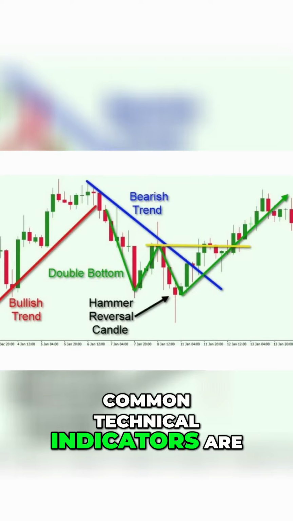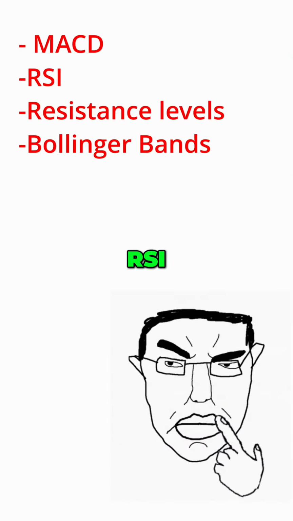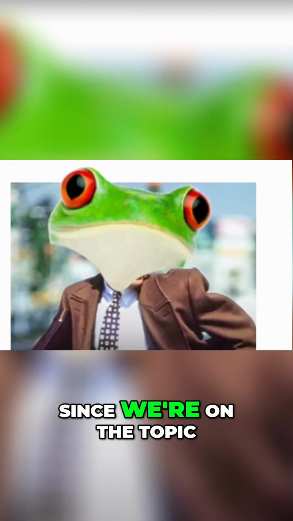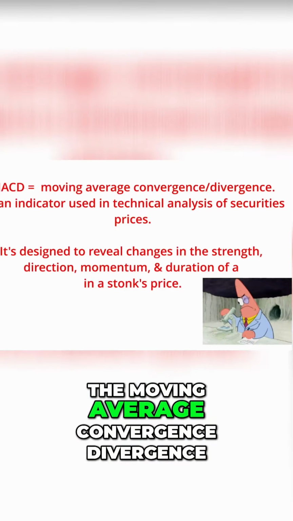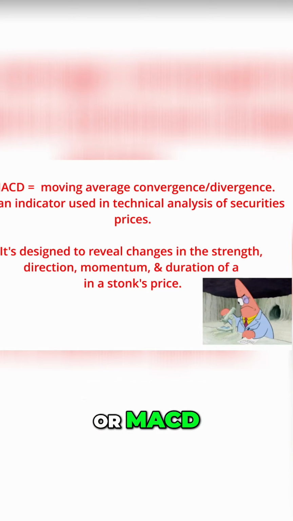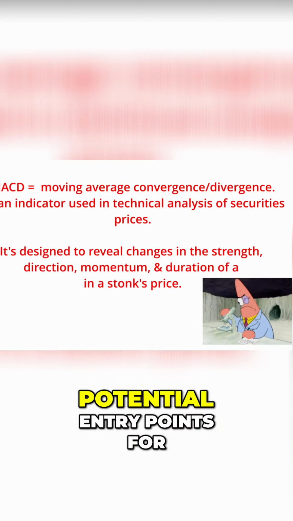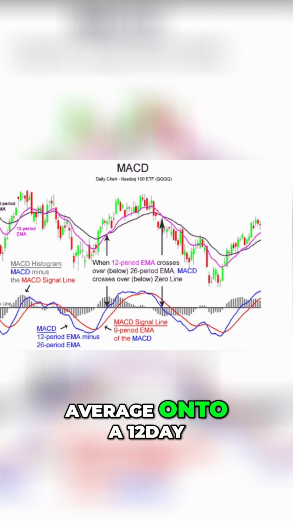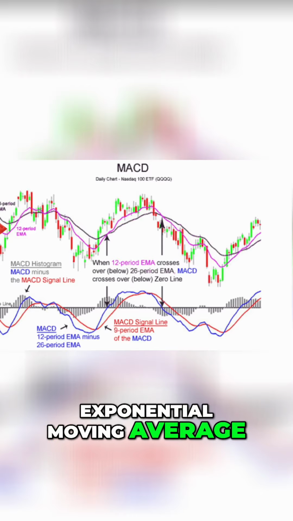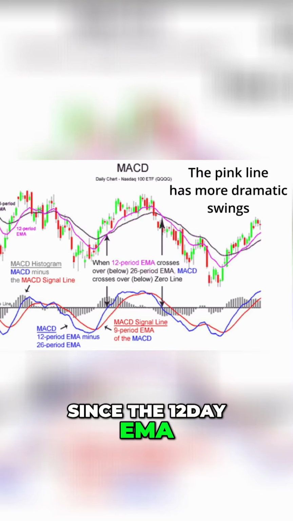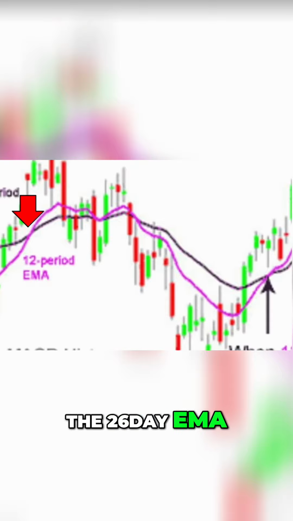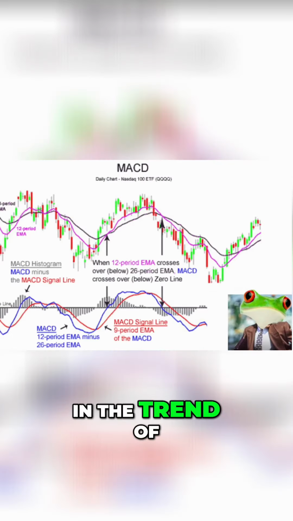Common technical indicators are the MACD crossover, RSI, resistance levels, and Bollinger Bands. Let's go over just a couple of these since we're on the topic. The moving average convergence divergence, or MACD, is a technical indicator that helps you identify potential entry points for buying or selling a security. It works by overlaying a 26-day exponential moving average onto a 12-day exponential moving average, or EMA. Since the 12-day EMA uses fewer data points, it's more volatile, so when it crosses the 26-day EMA, that suggests a change in the trend of the stock price.